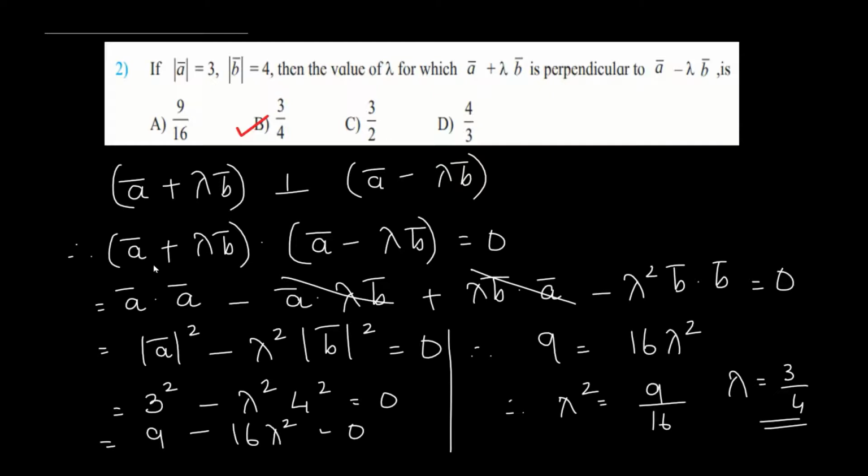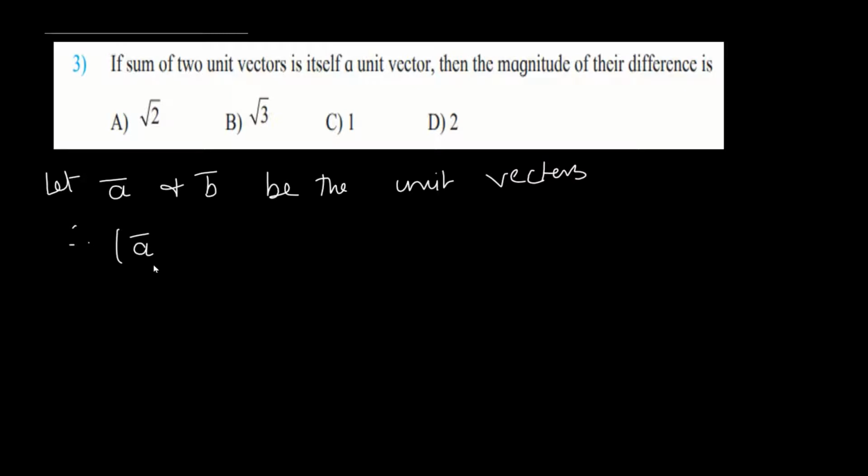Now we go to the next sum. The third sum: if the sum of two unit vectors is itself a unit vector, then the magnitude of their difference is dash. Okay, so two unit vectors are given. Suppose A and B are the unit vectors. So let A and B be the unit vectors. Therefore mod A and mod B are equal to 1. Now the sum of A and B is also a unit vector.